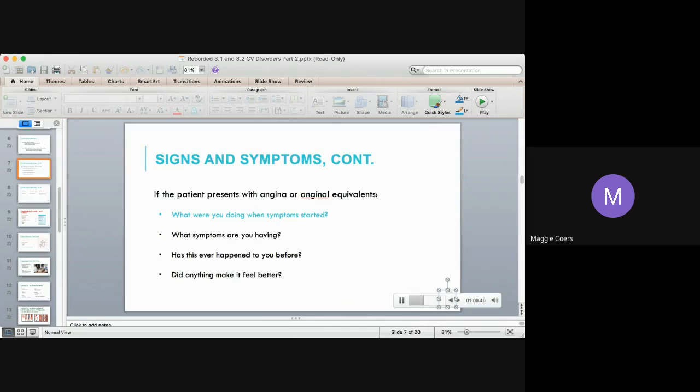But if the patient was just resting, if we ask them what were you doing when the symptoms first started, and they say I was just resting, then that might be a myocardial infarction. Okay, either happened or happening. And unstable angina. Either way, we need to clarify the symptoms that they're having. We need to ask them these things so that we can better manage the angina event and better determine what happened.